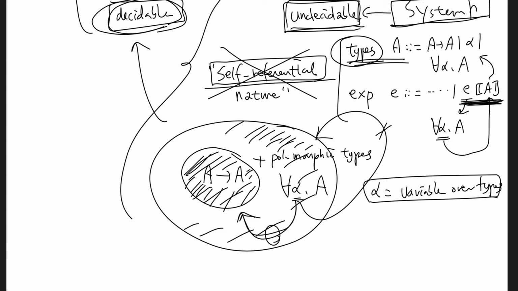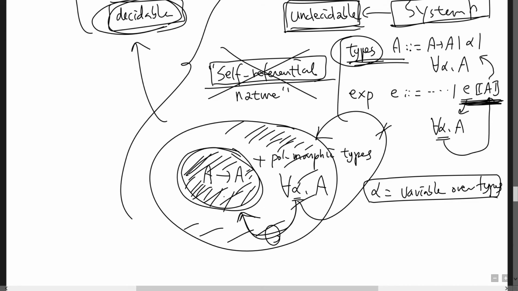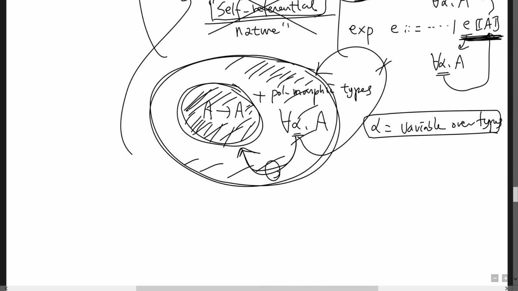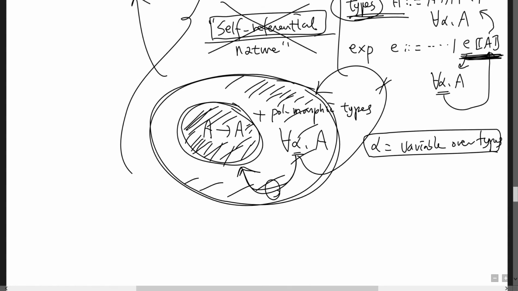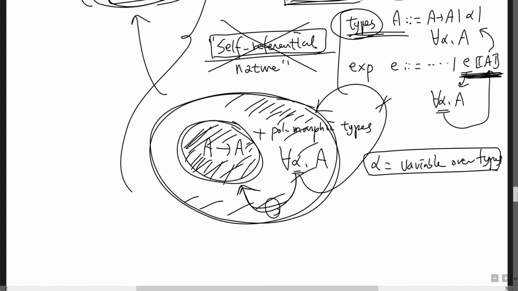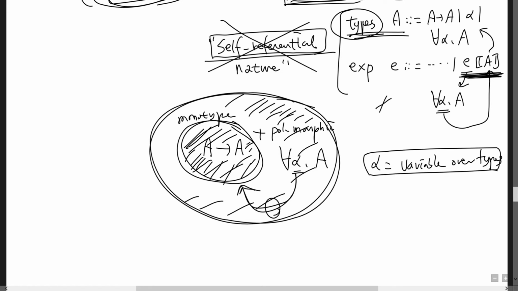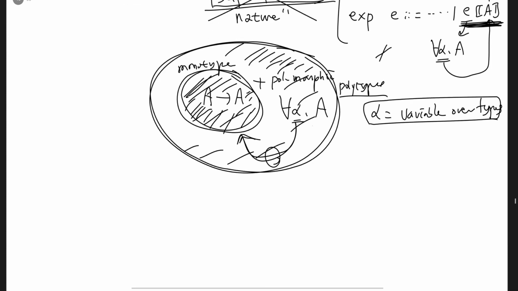But now we'd like to make a strict distinction between this inner circle and the outer circle. The inner circle is called, in the definition of predicative polymorphic lambda calculus, monotype. And the outer circle is called polytype.